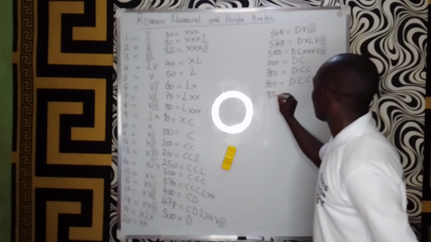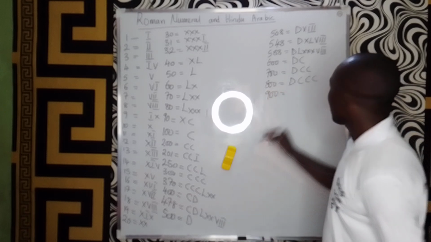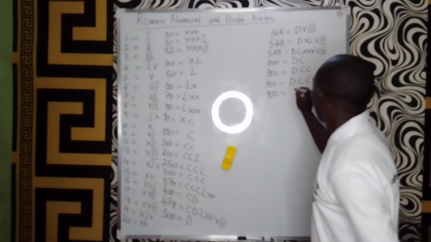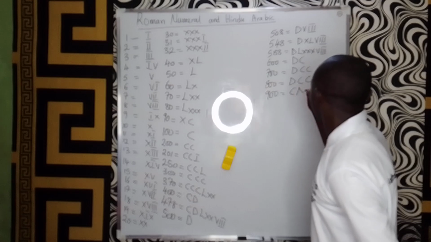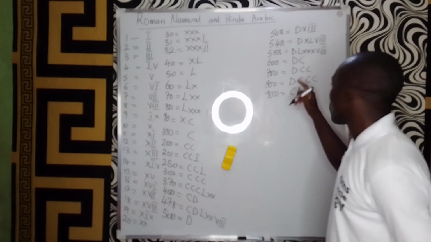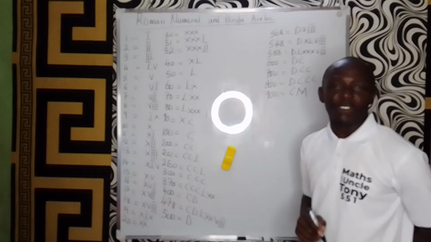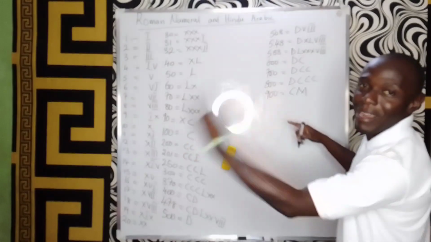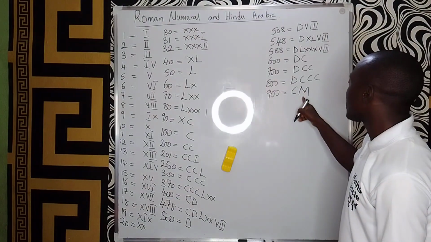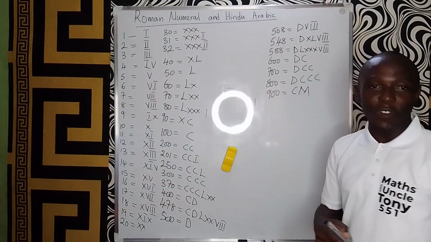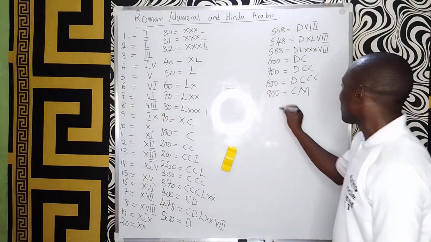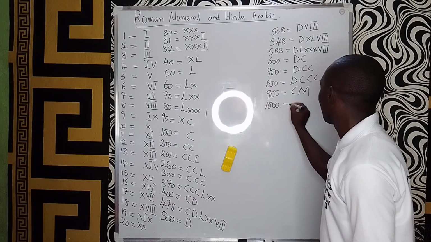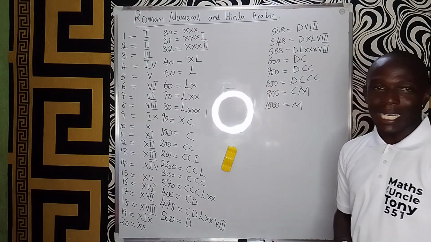So what about 900? 900 will be 1000 take away 100. If you observe, my C is at my left hand side. So I'm taking away 100 from 1000. It will give me 900. So what about 1000? My 1000 is M.